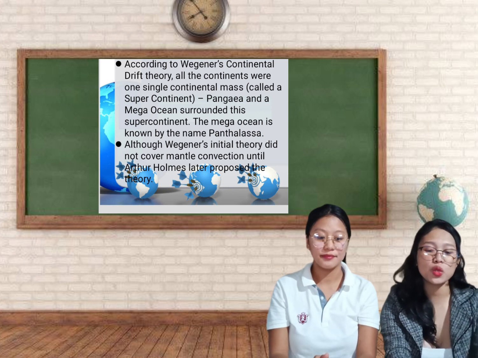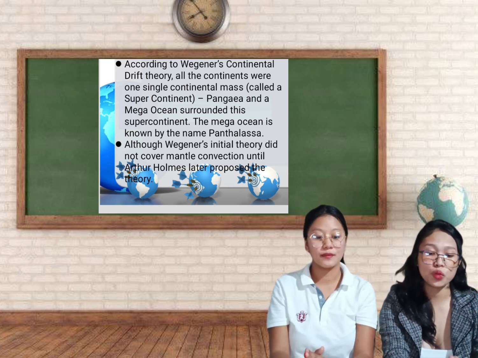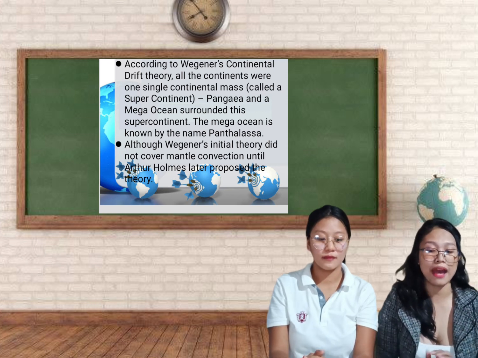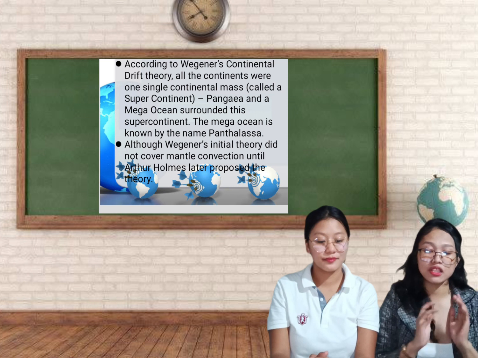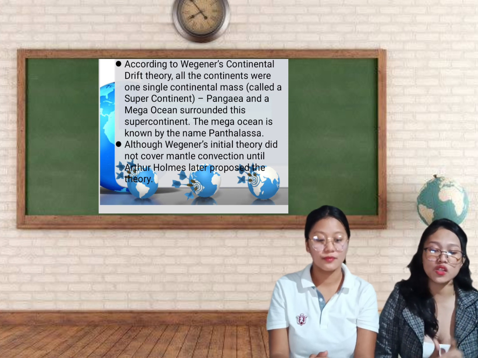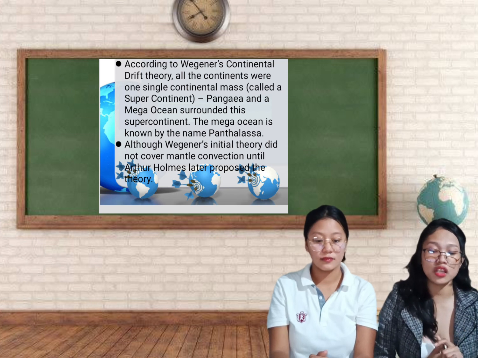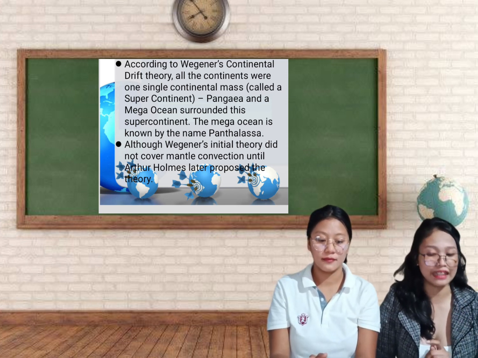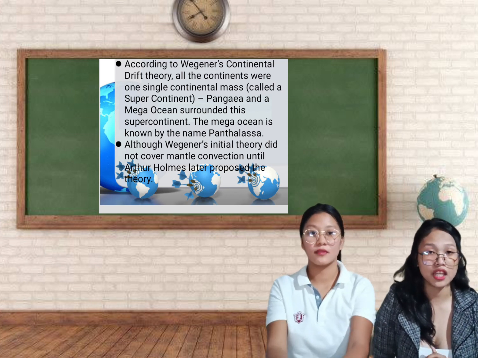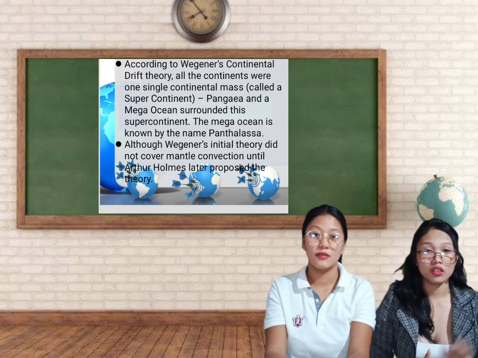According to Wegener's continental drift theory, all the continents were one single continental mass called a supercontinent, or Pangaea, and a mega ocean surrounded the supercontinent, and the mega ocean is known by the name Panthalassa. So please take note of that, class. This is important information that will be on the exam.